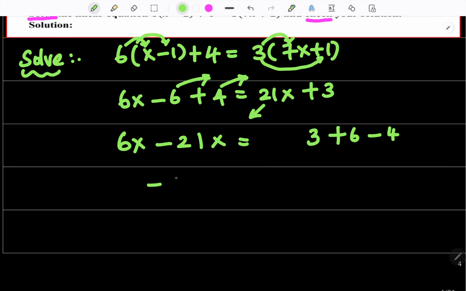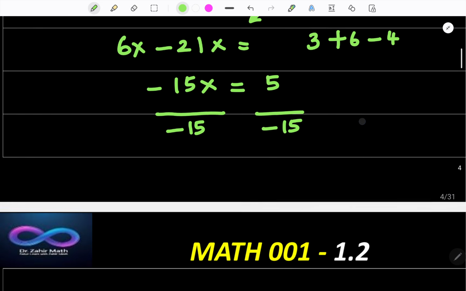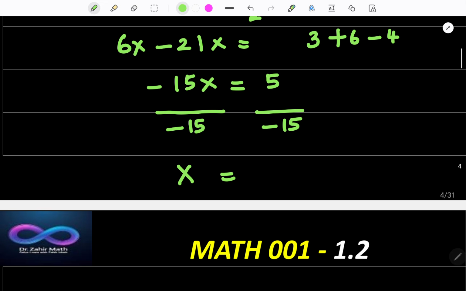How much? It is negative 15x, which is equal to 6 plus 3 is what? 9. 9 minus 4 is what? 5. Now I want to find x. So I divide by negative 15 and I divide by negative 15. If I divide, I will get x is equal to... This I cancel, this I cancel. 1 5s are 5, 3 5s are this one. So I'm going to get 1 divided by negative 3.